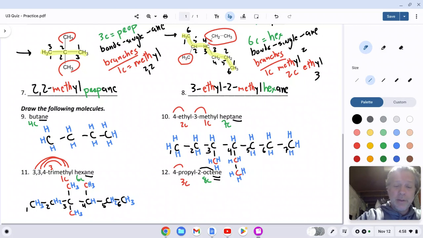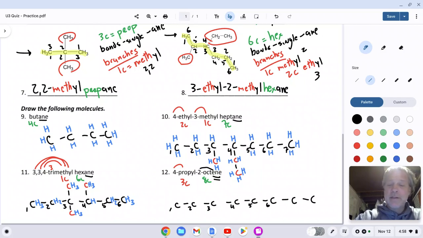So we're going to do the same thing. 1, 2, 3, 4, 5, 6, 7, 8. And I'm going to start with single bonds. And then I'm going to number my chain. 1, 2, 3, 4, 5, 6, 7, 8. And then I see that my double bond has to occur between my second and my third carbon. So I'm going to add that double bond right there. And then I'm going to add my propyl group on my 4th carbon. So that's going to look something like this.